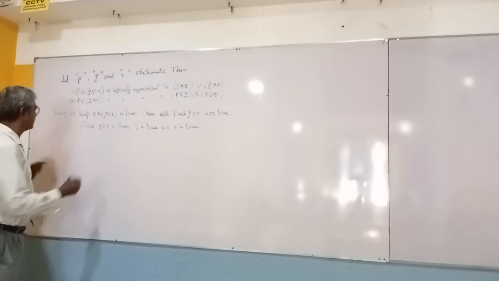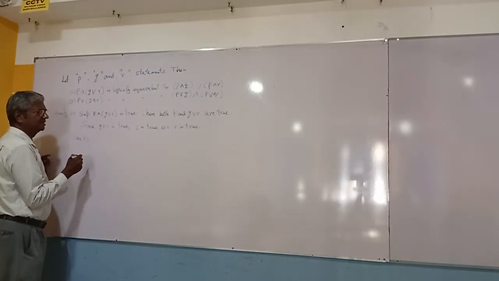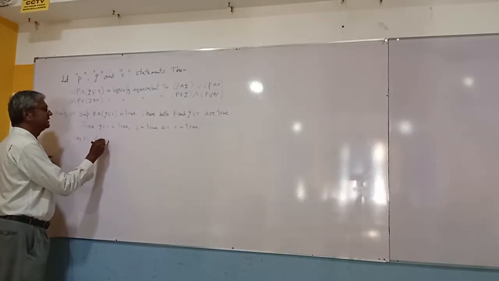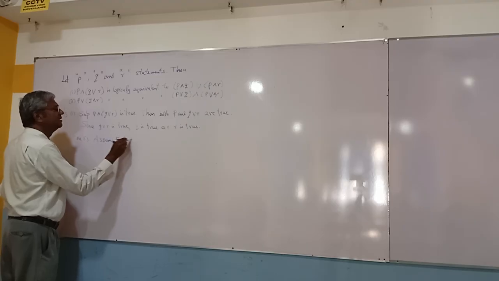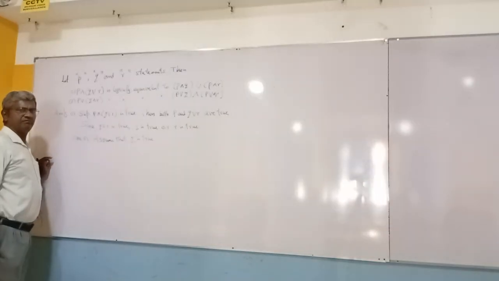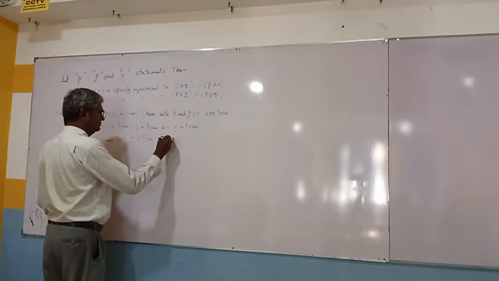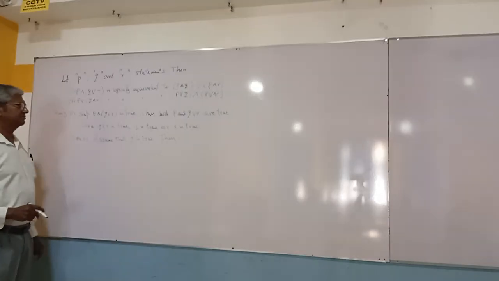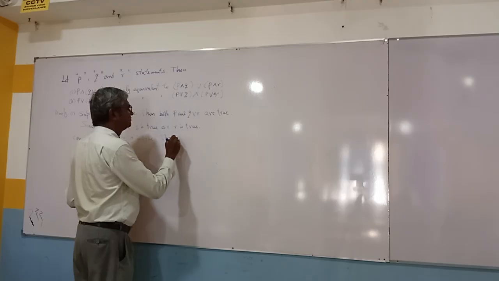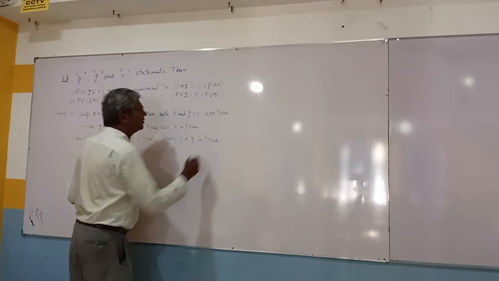Case 1. Assume that Q is true. Then P and Q is true.